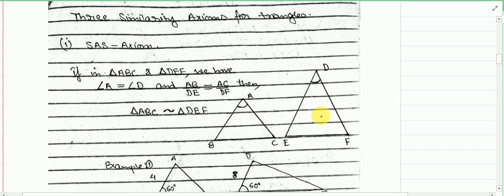So if you are given 2 triangles and you see that any of the 3 conditions are satisfied, then we'll say that the triangles are similar. Okay, so first condition is that if you see that the given 2 triangles are satisfying this axiom SAS, then we'll say that triangles are similar. Now what do we mean by SAS? So S means side, A means angle, S means side.